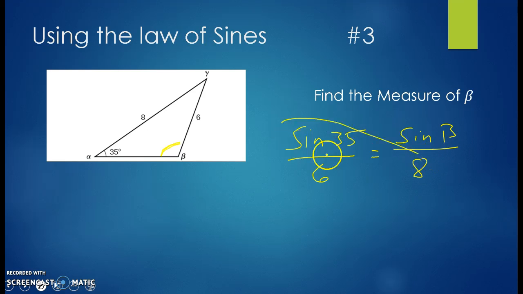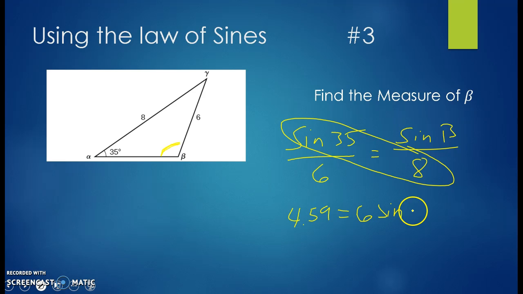And so I'm going to go ahead and cross multiply. 8 times the sine of 35 degrees is equal to 4.59. And that equals 6 times the sine of beta. Well, I'm going to divide the 4.59 by 6. That gives me 0.765. 0.765 equals the sine of beta.